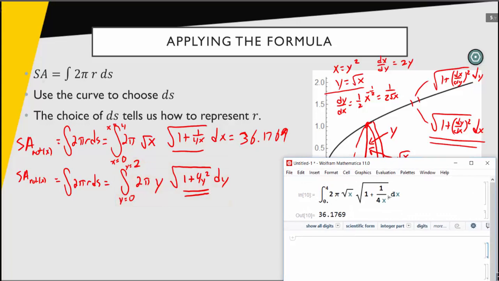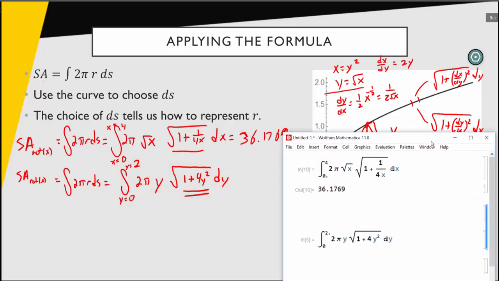Once again, I have that pre-typed out in Mathematica. Here it is, the integral from 0 to 2, 2 pi y, root 1 plus 4y squared. We'll evaluate that, and sure enough, we get the same answer. So we can see that it doesn't matter which way we do it. In one case, sometimes the integrals will come out easier than the other, but in general, they'll get us that same value.